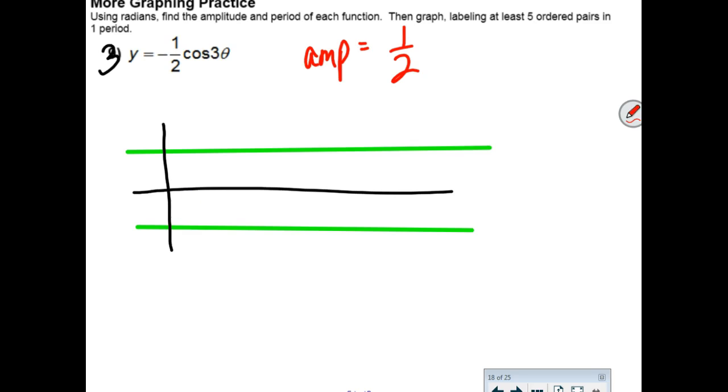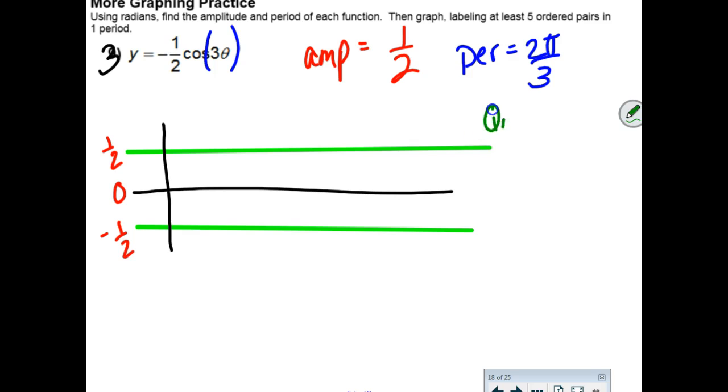All right. Cool. So midline still at 0. This is a 1/2. This would be a negative 1/2. And of course we got to end the note on a horrible, oh, gross. B value is 3. So what's the period? 2 pi over 3. Oh boy, here we go. Now you got to quarter that for me.